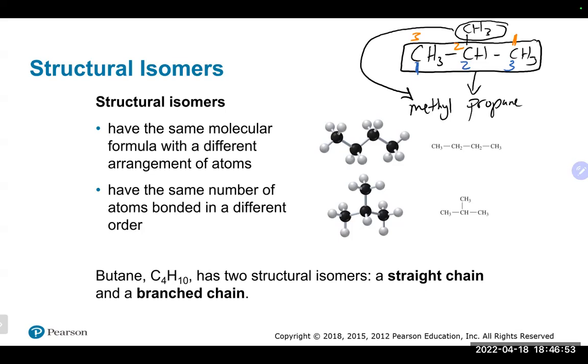So the priority in terms of numbering goes to the groups that are attached, and we want to give that group the smallest number. In this case, does it make a difference which way we go? It doesn't, and that sometimes happens. You could go left to right, right to left, and that group ends up at the same number. But if you went left to right and the group ended up at like 2, and you went right to left and the group ended up at 5, you would want to go the way that it ended up with 2. Once you determine which way you number, you got to stick with it for everybody that's there. But in this case, there's just a methyl. So to answer your question, this would end up being called 2-methylpropane.